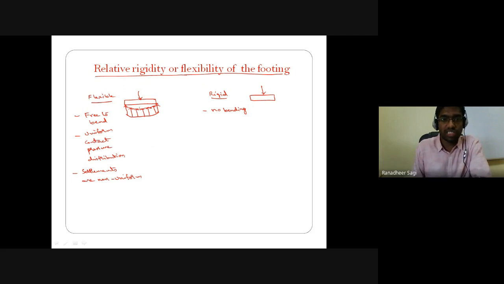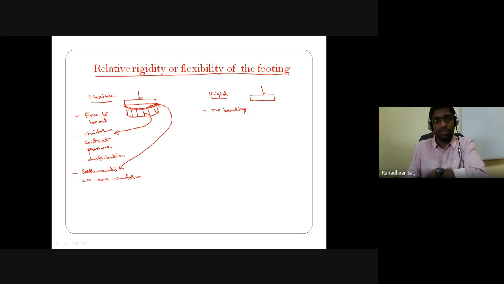So that's what we call it as uniform contact pressure distribution. And this dotted line what I was representing here was representing you a non-uniform settlement happening in that particular foundation. Now coming to your rigid footing, as there is no bending relatively happening in the footing, so the settlements what you are going to be seeing in that particular rigid footing is going to be a uniform settlement. Uniform settlement indicates it's a non-uniform contact pressure distribution.